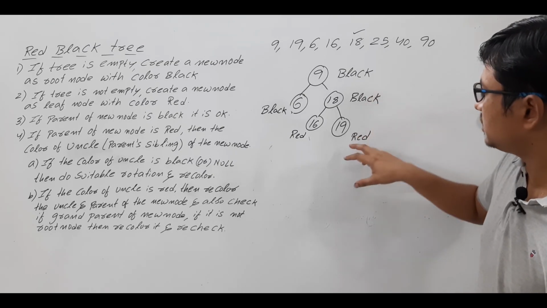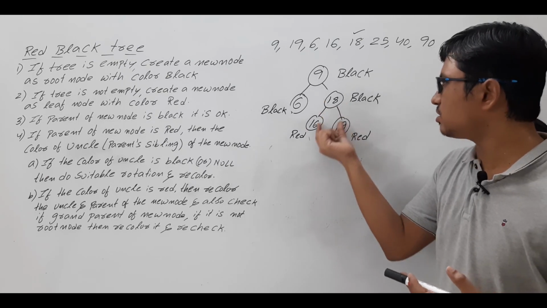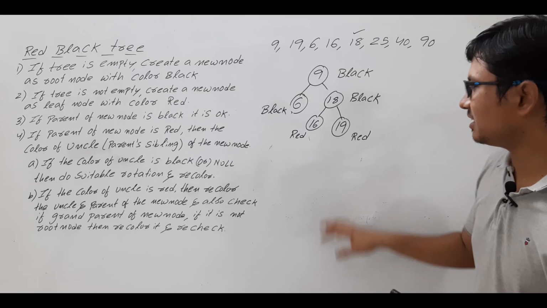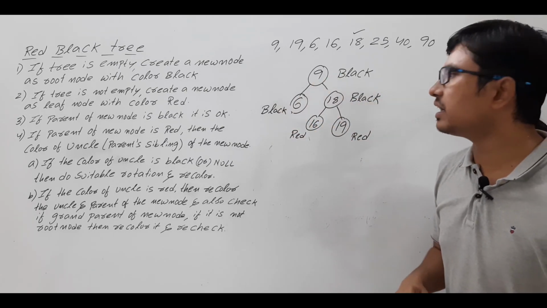Now if you see it, these two are not adjacent, these two are children of 18. So they are not adjacent nodes, so there is no adjacent red.